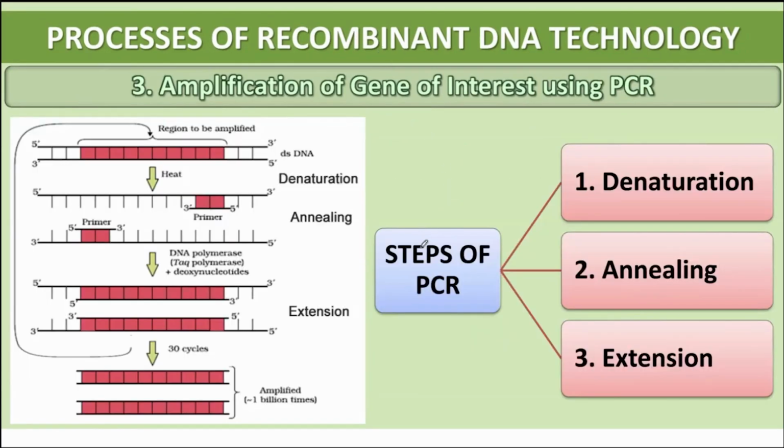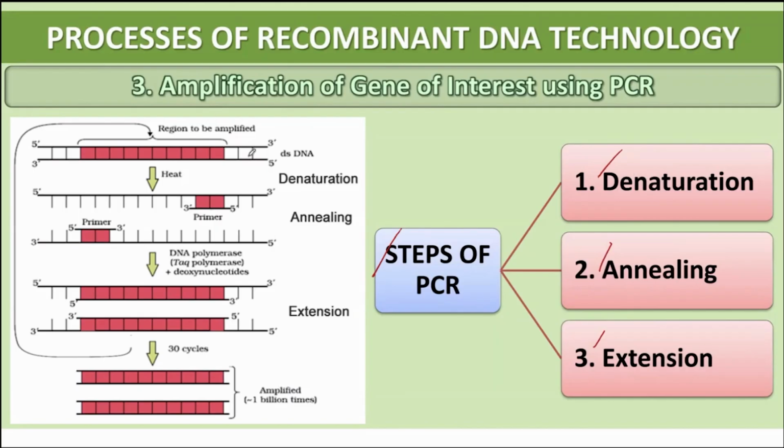So there are three steps of PCR. First is denaturation, second is annealing, and third is extension. So what are the steps of PCR? First is denaturation, second is annealing, and third is extension.